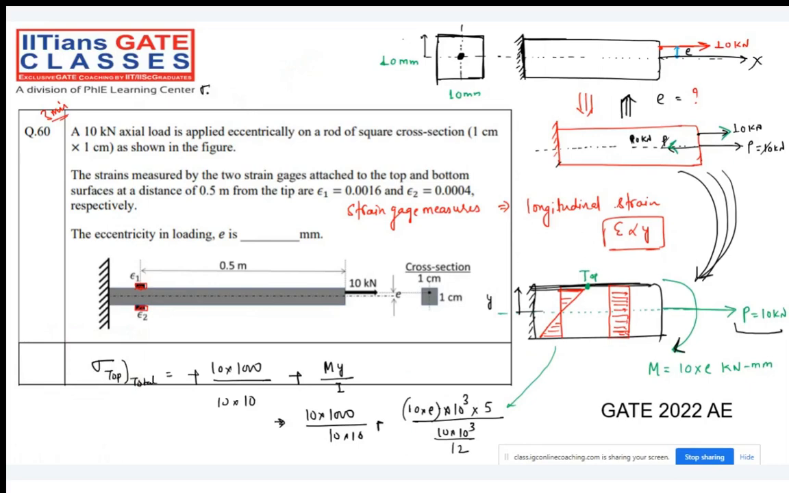Sigma top, what are you getting? 10 into 1000 divided by 10 divided by 10, so we are getting 100 plus 10 into 1000 into 5 into 12 divided by 10 divided by 1000. So I'll be getting 60 E. This is nothing but sigma top. What about sigma bottom? Let's calculate sigma bottom also. That is also very, very important. Make a note of it till this point.